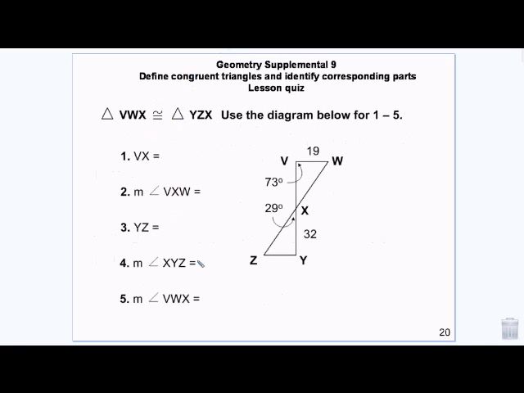All right, so we want to try to use this diagram and take this quiz. This is a take-home quiz. And it will be due on the same day as the packet, which at this point is probably going to be next Tuesday. So it'll be due the same day as the packet. So work on this at home.